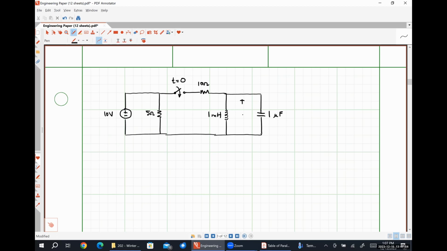I'm going to define this as my voltage v(t). This will be our capacitor current, iC(t). This will be our inductor current, iL(t). And let's say that we are interested in finding iL(t) and v(t) for this particular circuit.